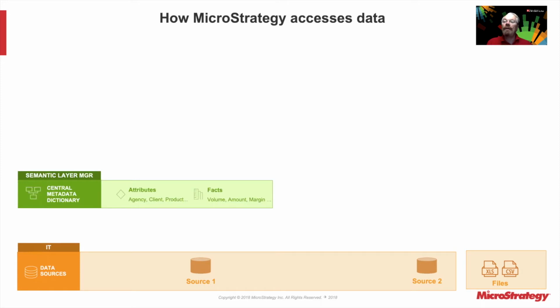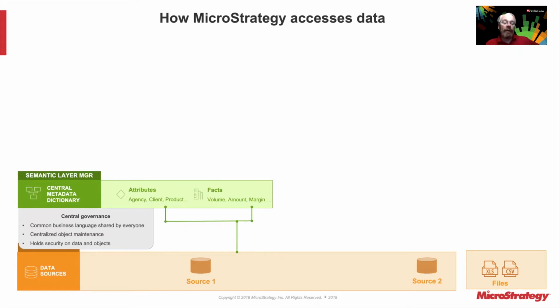The schema can also power in-memory BI. So as you could see, it controls the governance with common business language shared by everyone, centralized object metadata, and security on data and objects. It generates dynamic query code, and it can also support in-memory structures. We call these things intelligent cubes, and they're robust in-memory structures which can add speed to slow data sources.